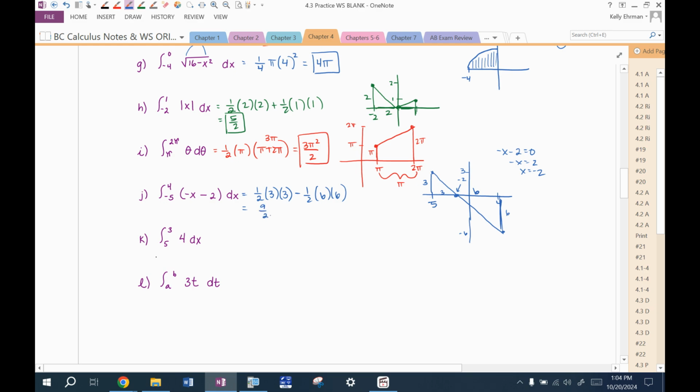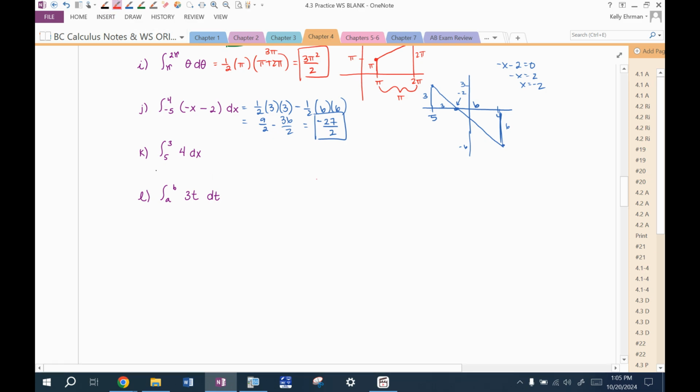So 9 over 2 minus 18, I guess I should have done minus 36 over 2. No reason to reduce that, right? So that I can more easily subtract. So that's negative 27 over 2. Negative 13.5.